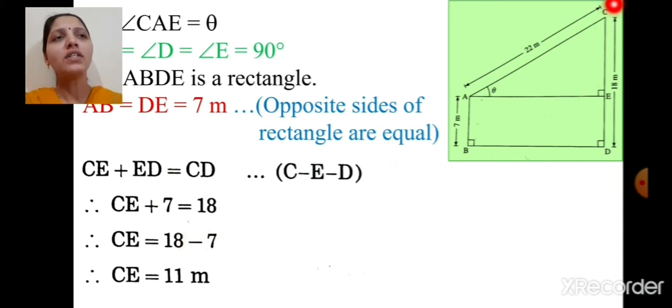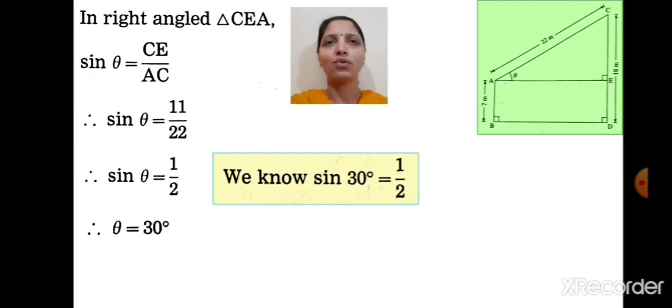So now here CE we know and AC we know, that is opposite side of theta and hypotenuse. These two values we know. So which ratio can you apply here? Yes, you can use the sin theta ratio. So in right angle triangle CEA, sin theta is equal to opposite side upon hypotenuse. So CE upon AC, that is equal to 11 upon 22, that is equal to half. So sin theta is equal to half.